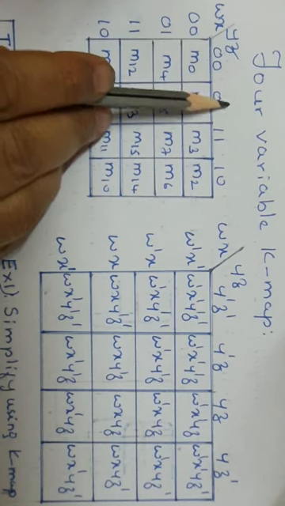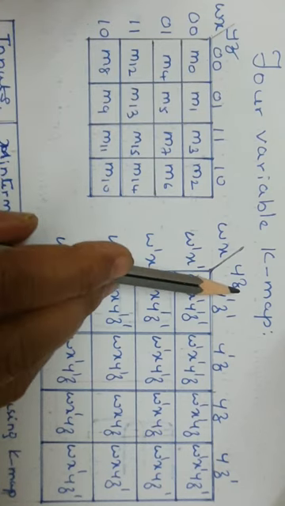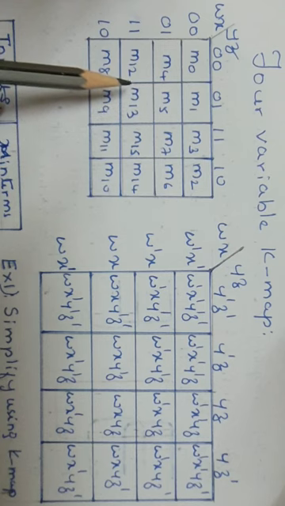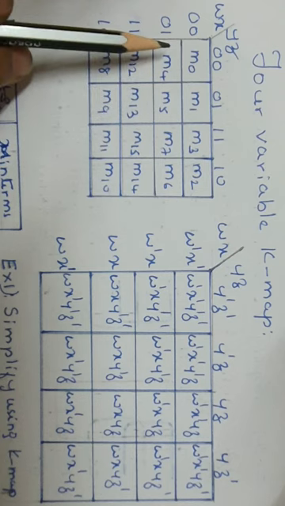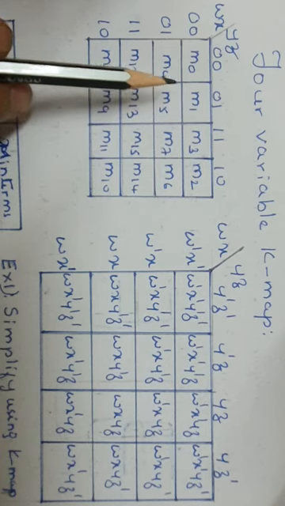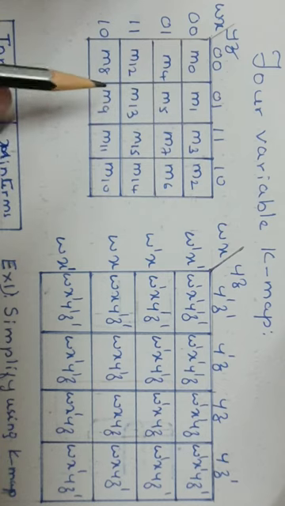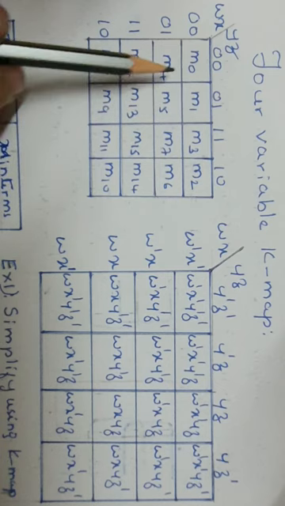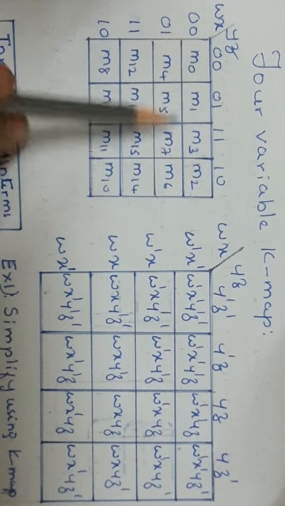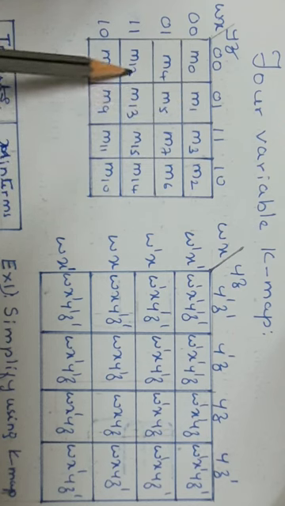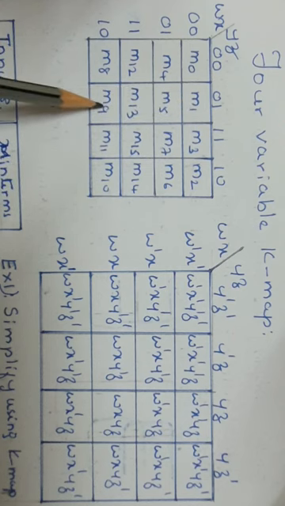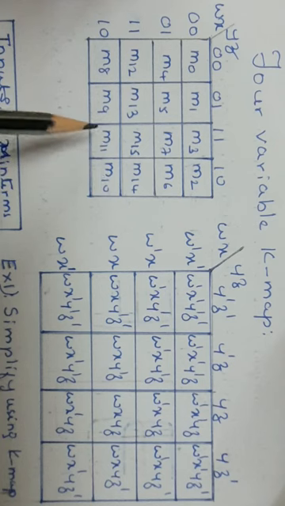Today we shall discuss four variable K-map, which is used to simplify four variable Boolean functions. Four variables means 2^4 squares will be there in the K-map. So here 1, 2, 3, 4, 5, 6, 7, 8, 9, 10, 11, 12, 13, 14, 15, 16. Totally 16 squares will be there in the K-map.